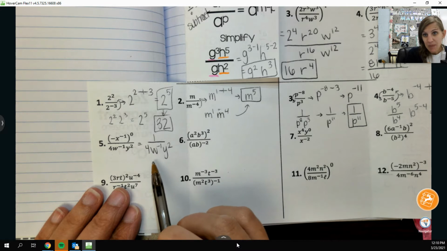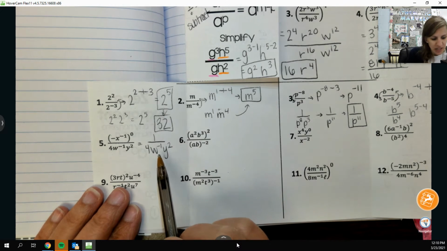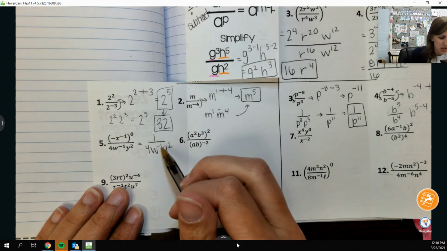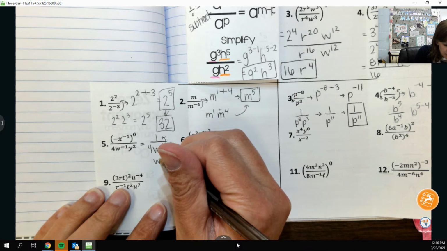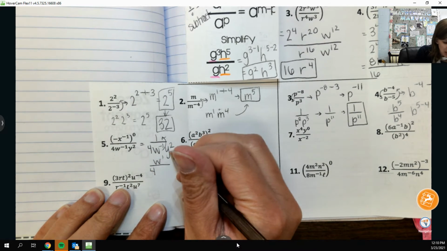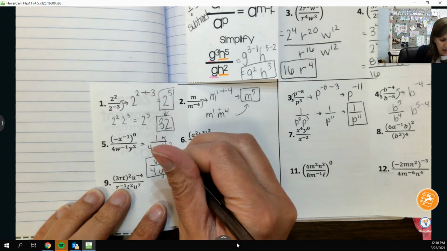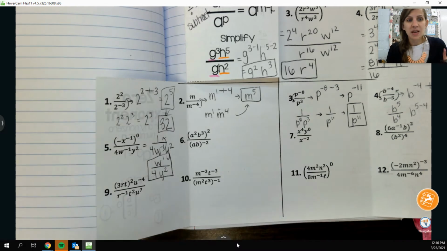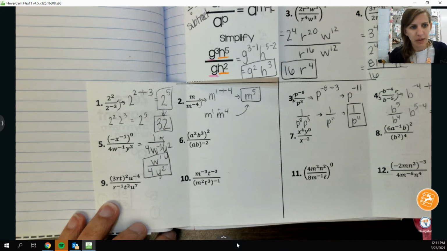Now, I don't have any common bases, like I don't have any same bases, but the only issue that I have left here is that I cannot have a negative exponent, so this W needs to go to the top. But 4 has a positive exponent, so it stays, and Y has a positive exponent, so it stays. The only thing that's moving is the letter with the negative exponent. And you don't really need to leave the 1 by the W.